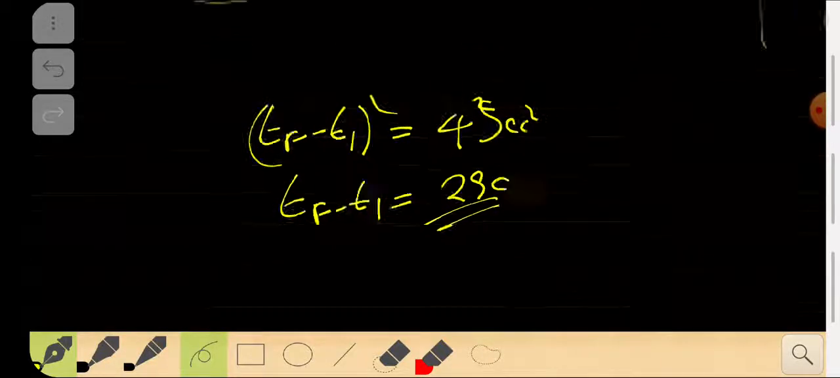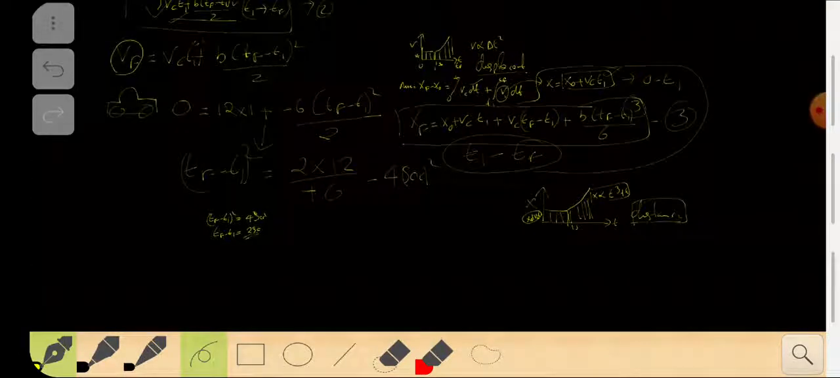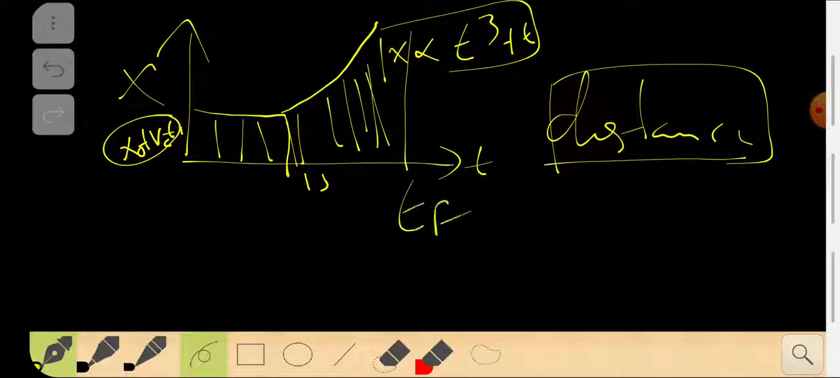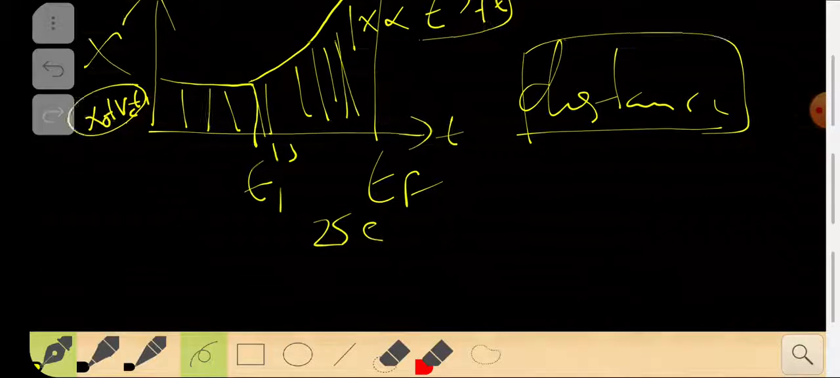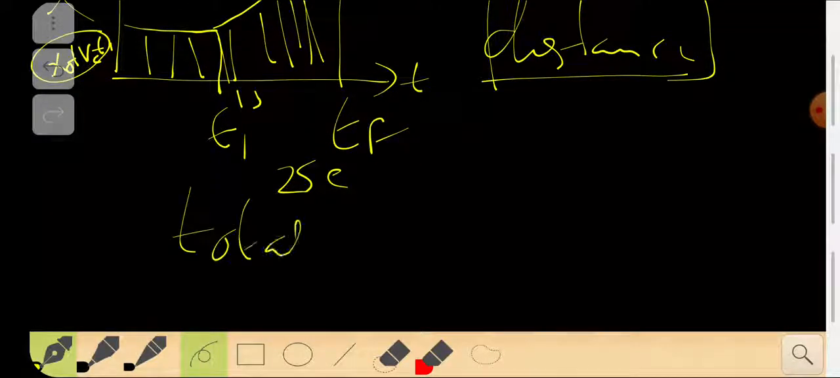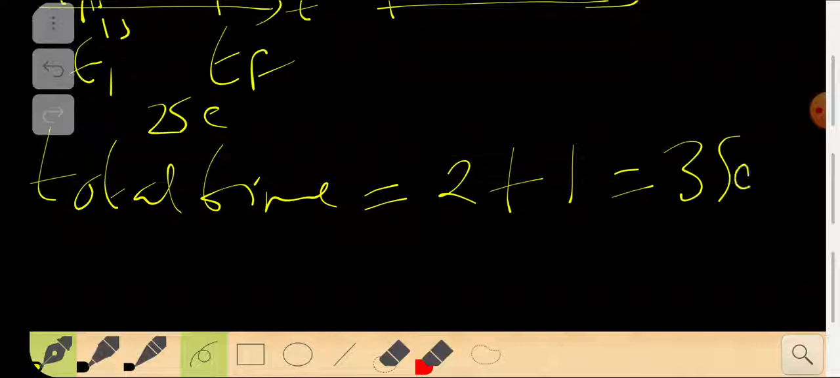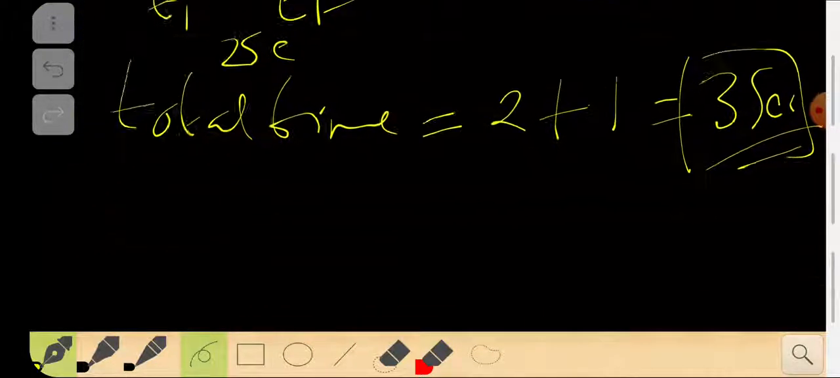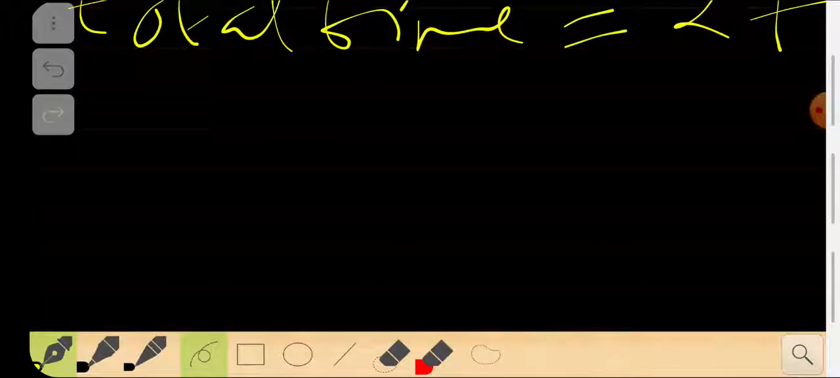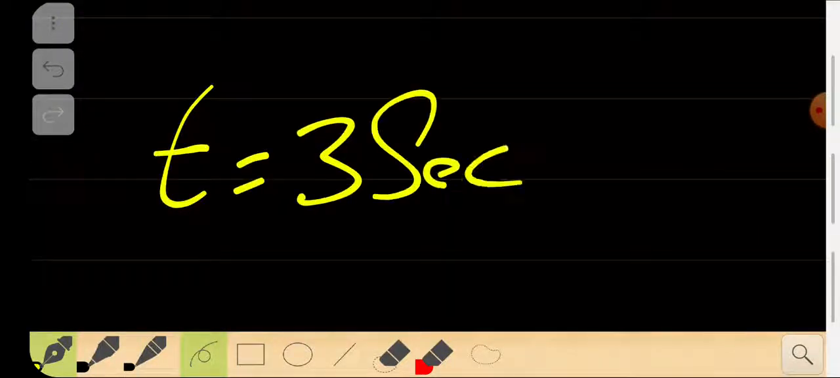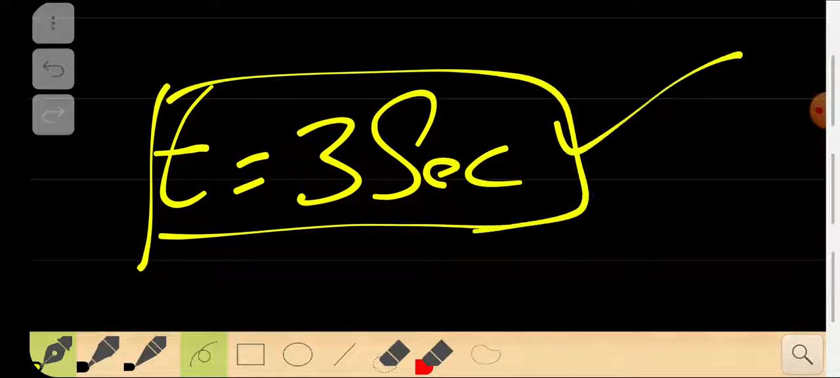Now what do we get? If you look at this plot, this tf, which is the final position time, minus t1, which is the first second, is given as 2 seconds. So the total time will be equal to 2 seconds plus 1 second, that is 3 seconds. So we have found out the total time of deceleration of the car, which is 3 seconds. We got that, the first thing.